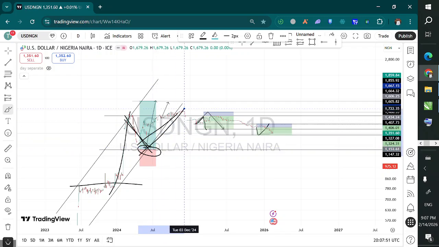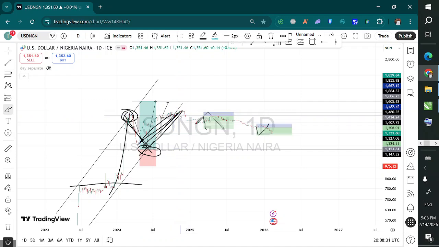Then we have it jumping all the way. By the time it jumped, it could not break this level anymore. And by the time it could not break that, there's a high chance of us seeing a reversal. One of the signs that a reversal is coming is this candle becoming weak. Look at the momentum of this candle when it was going up. They're actually weak. So definitely, I was expecting a shift.